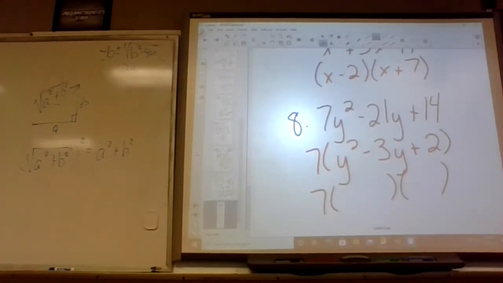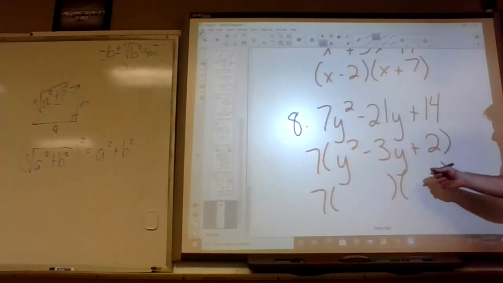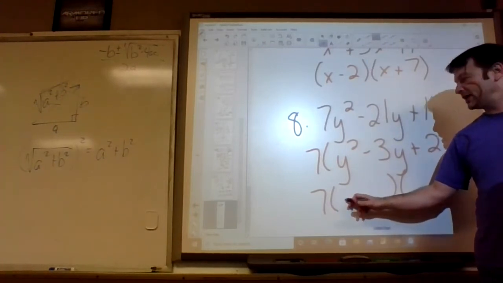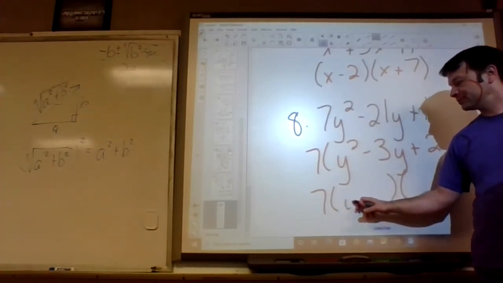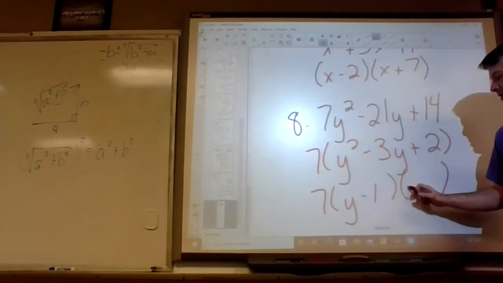Sorry, I didn't see you raise your hand. Are you supposed to take out a variable? You can't take out a variable because there's no y in this one. It's gotta come out of everything. Okay, what goes into 2 that adds up to negative 3? Negative 1 and negative 2.